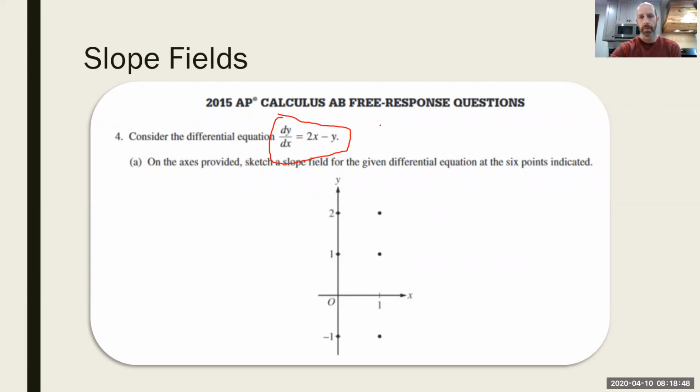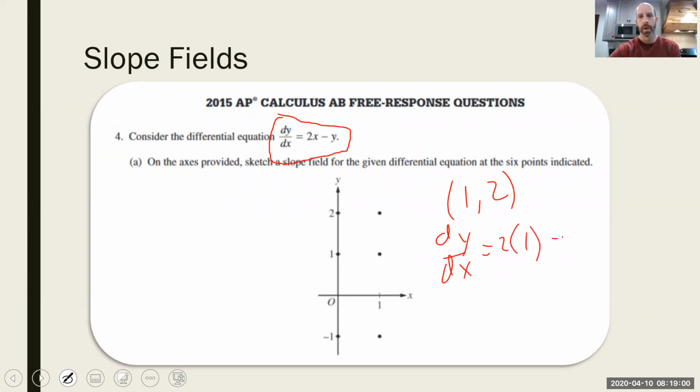Let's do 1, 2. We're going to look at the point 1, 2. So what we're going to do is evaluate dy dx for that. So we're going to do 2 times 1 minus 2. So I plugged 1 in for x and 2 in for y. And then this is clearly going to be equal to 0. So that means the slope of that particular point is 0.